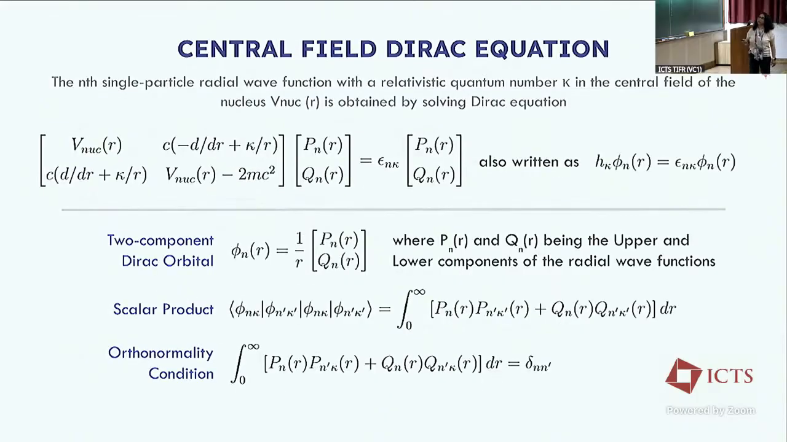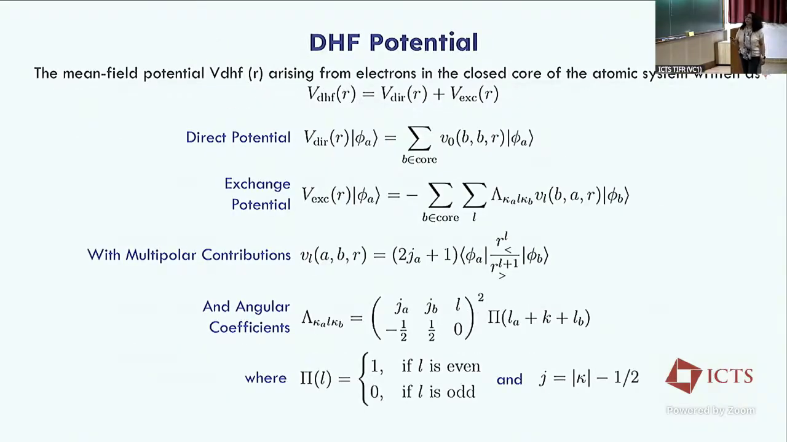What we do is we solve for the single particle radial wave function part of the Dirac orbital by substituting it in the Dirac-Hartree-Fock equation written here. And we solve for the 2-component Dirac orbital, where P and Q are the upper and the lower components. Now, this is the Dirac-Hartree-Fock potential, which we substitute in our Hartree-Fock equation. And it consists of 2 parts, the direct part and the exchange part.